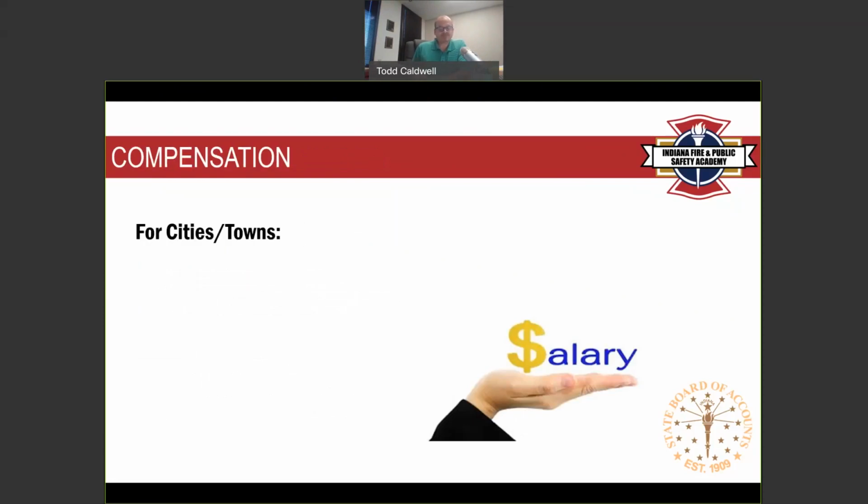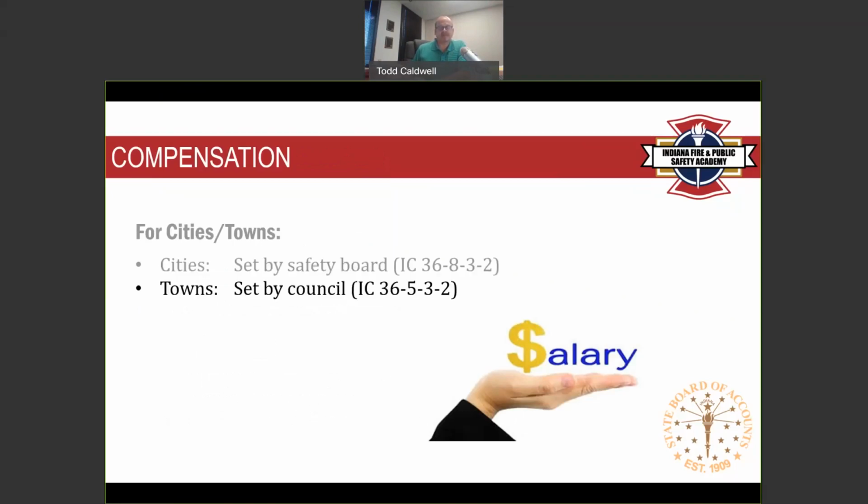Compensation, your salaries, the amount that y'all get paid. For cities, that is set by the safety board under Indiana Code 36-8-3-2. And for towns, the compensation is set by the town council under Indiana Code 36-5-3-2.